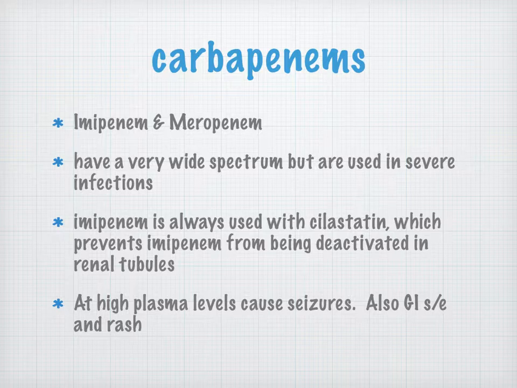Imipenem is always used with cilastatin, and cilastatin is basically a dehydropeptidase 1 inhibitor in the renal tubules of the kidney, so it prevents the imipenem from being deactivated in the renal tubules. At high plasma levels, carbapenems cause seizures, and they can also cause GI distress and rash.